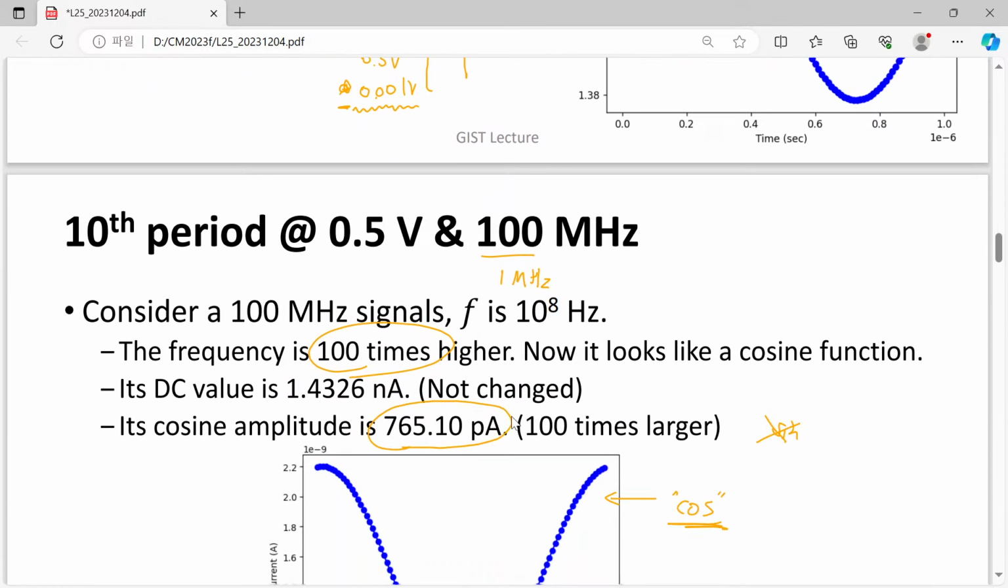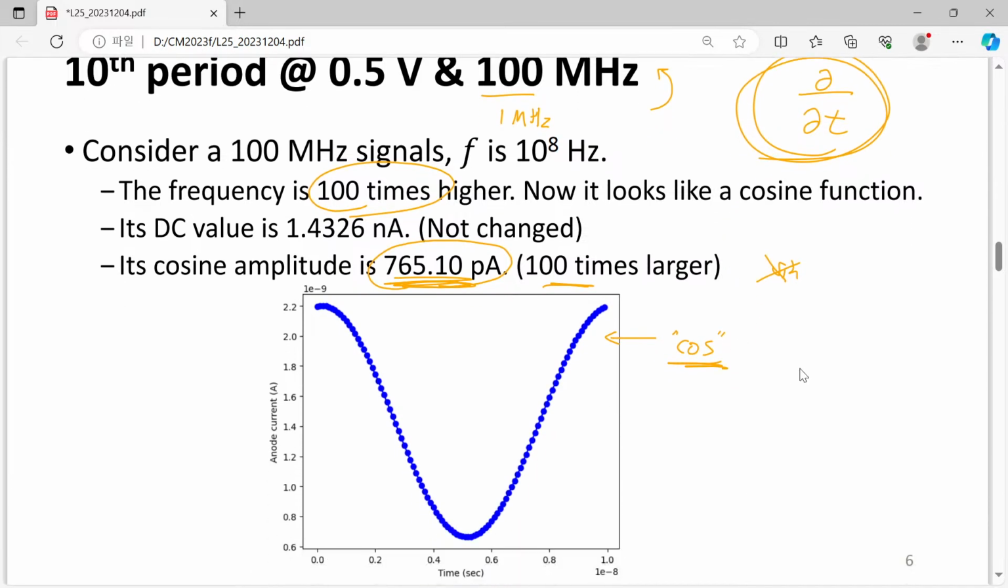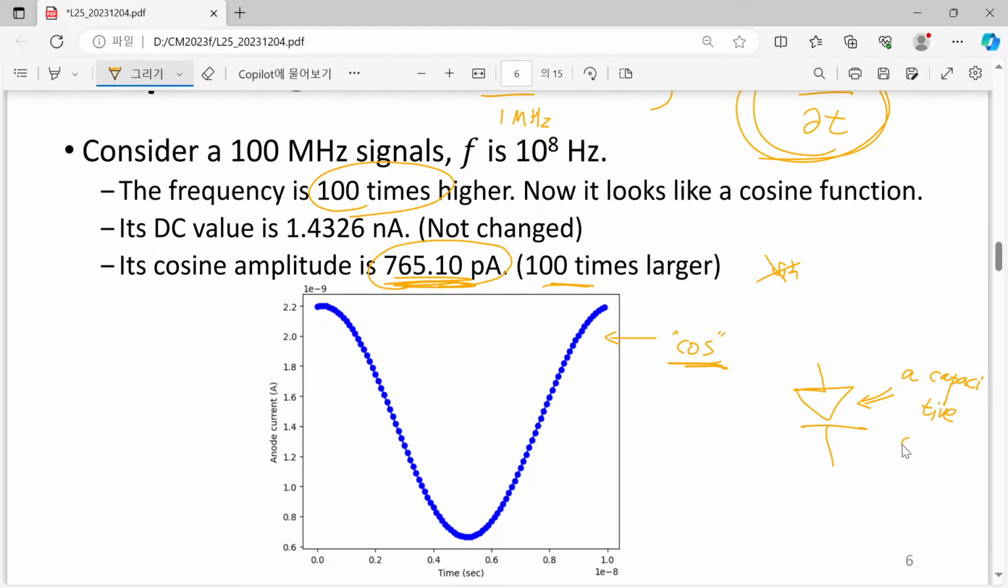So what do you think? Why do we have the increased cosine amplitude, exactly following the increase of frequency? This is related with a time-dependent quantity. You know that although the diode is in its forward mode, it still has a capacitive component. And the capacitor current is given by C times dV over dt. So if we change our voltage 100 times faster, then this will give you a 100 times higher value.